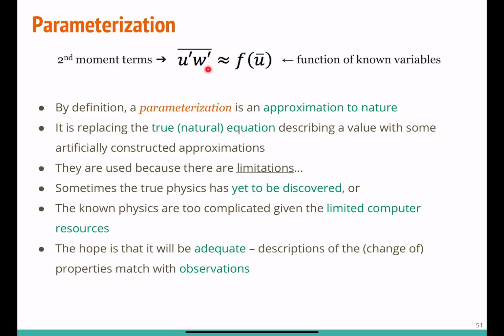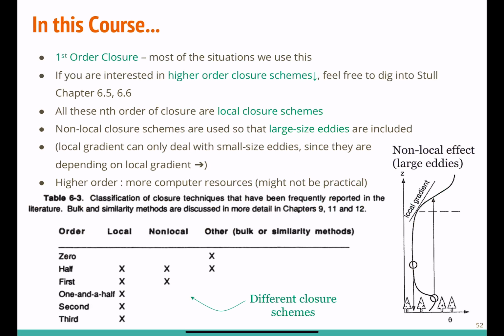And we hope that this kind of assumption would be adequate, given that we have a lot of measurements, right? So that's why for the planetary boundary layer people, they need to do a lot of measurements. So in this course, we have only talked about the first order closure, and actually we have higher order closure. We have local closure schemes, we have non-local closure schemes. So if you are interested, you can take a look at the textbook.